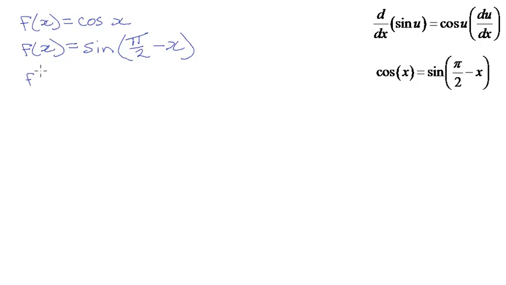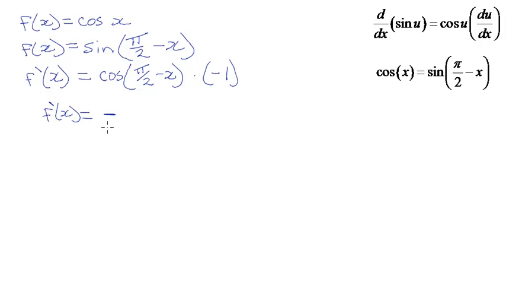The derivative then of this function, well, we have to use the chain rule. So the derivative of sine is cosine, and the argument, or the part in the bracket, stays the same, multiplied by the derivative of the bracket. So the derivative of pi over 2 minus x is just negative 1. There's our derivative.